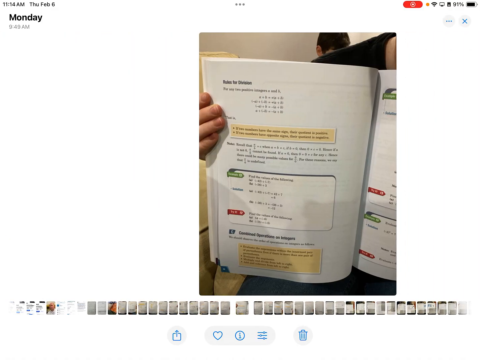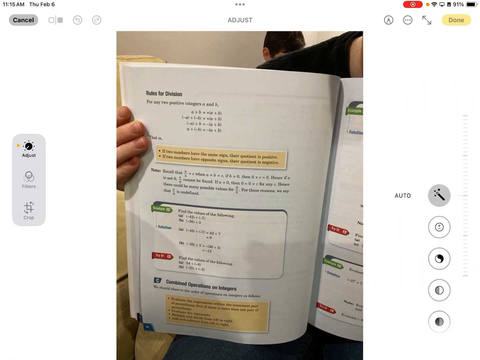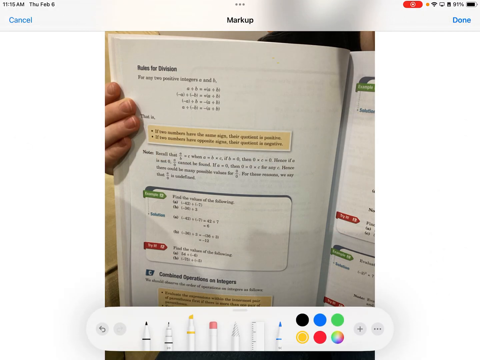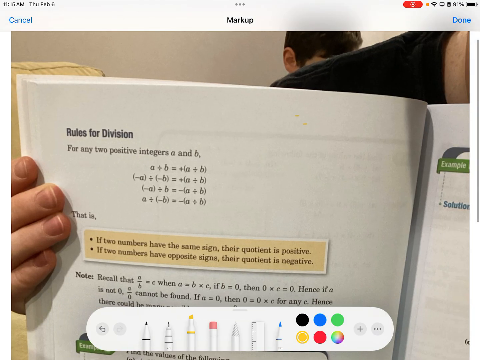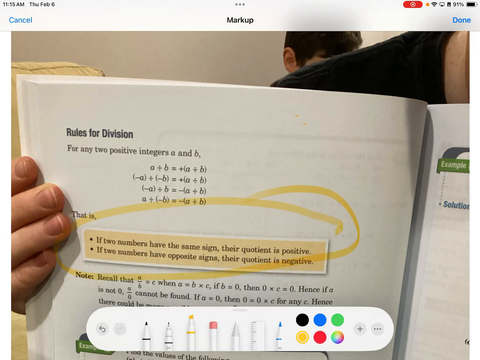I took a picture of that page twice. I was looking for a meat and potatoes box and it wasn't there. But there it is. So this is for any positive integers, A and B. And it goes back to the same principle right here. If two numbers have the same sign, their quotient is positive. If two numbers have a different sign, their quotient is negative.